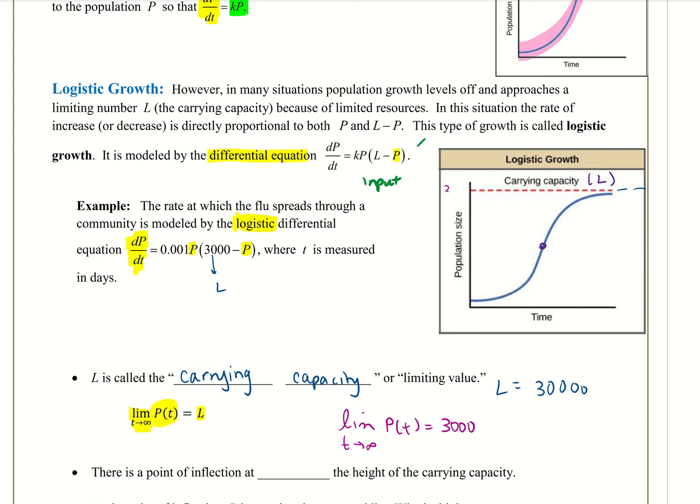So I'm going to customize this graph a little bit to our flu example. So that would be at a height of 3,000.